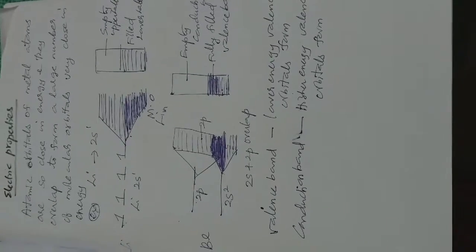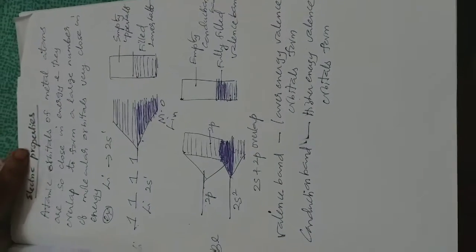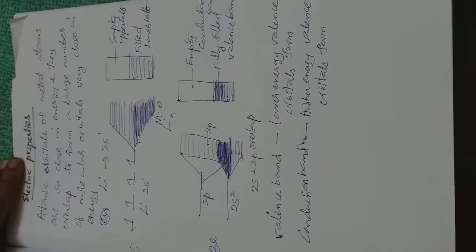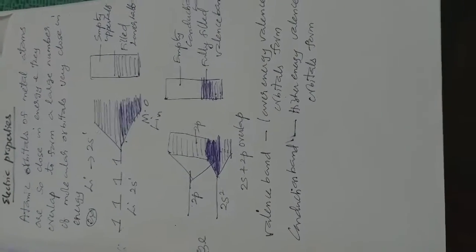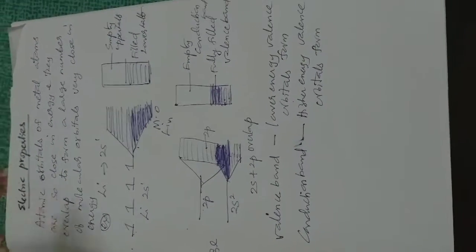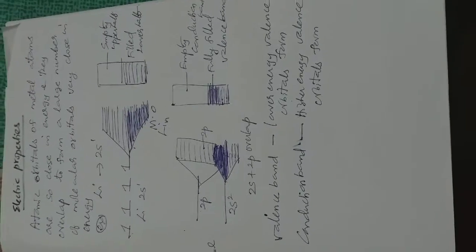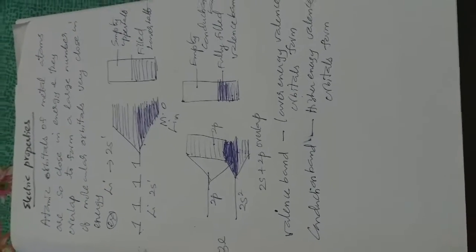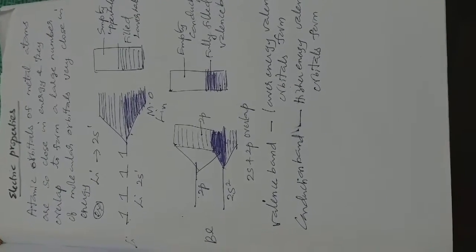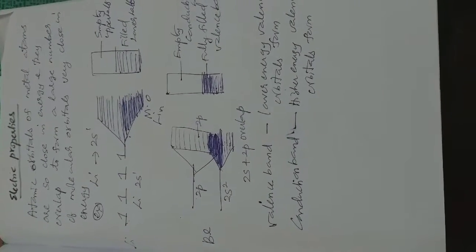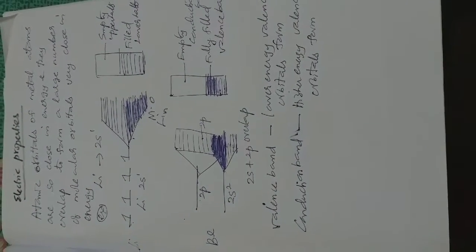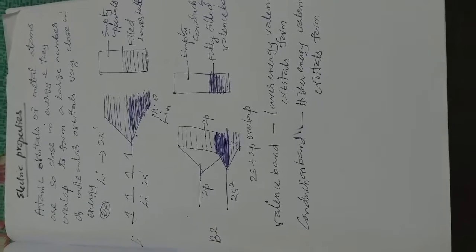Electrical properties of solids. I told already, based on the electrical properties of solids, solids are classified into three types: insulators, semiconductors, and conductors. And band theory of metals I have shown here. In the case of metal, atomic orbitals of metal atoms are so close in energy that they overlap to form a large number of molecular orbitals very close in energy, and this set of molecular orbitals is called a band.